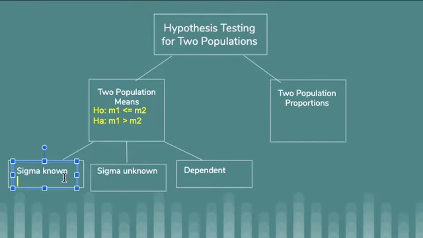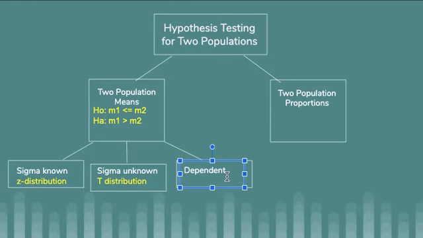Now, within that, we might know sigma. We don't usually, but if we know sigma, we use the z-distribution for that. If sigma is unknown, then we have to make our adjustment to a t-distribution. And then the third one that we talked about is if we had dependent samples.